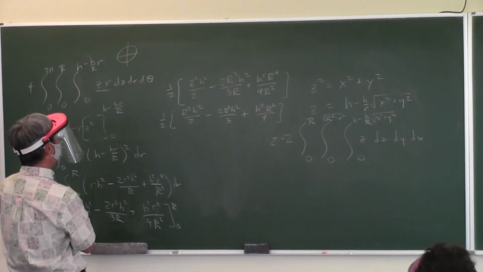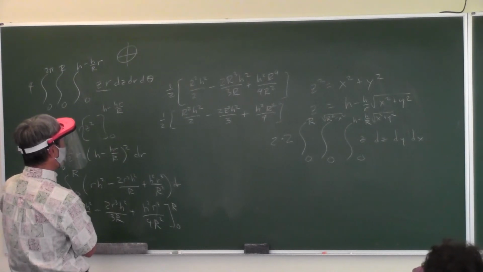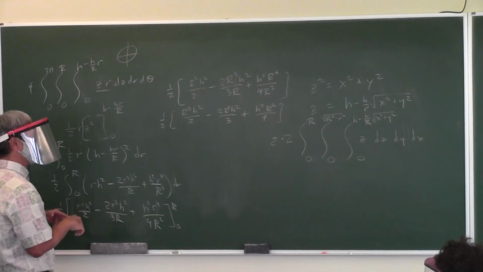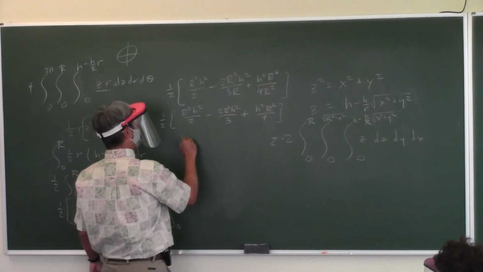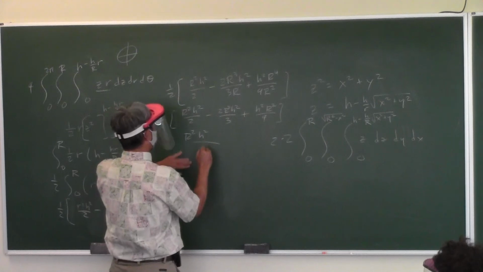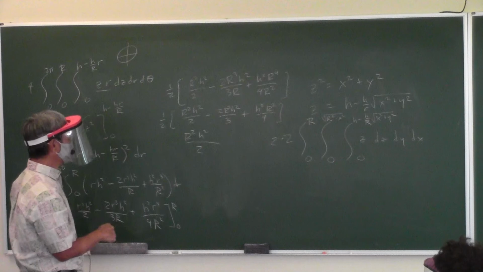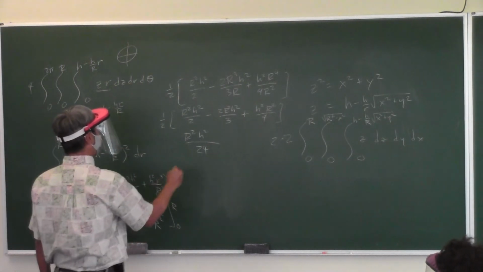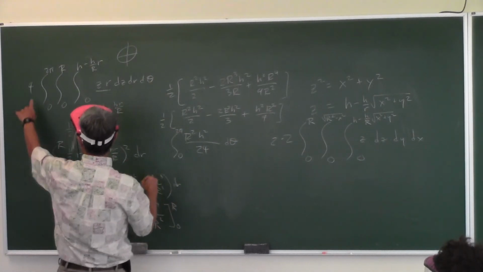So least common denominator, can we do this in our head? 12. 6 minus 8 plus 3. It's 1, that's just 1 then. So it's 1 R squared H squared over 24. 1/24. Is that right? Yep. Okay, now we gotta integrate with respect to theta from 0 to 2 pi, and don't forget the 4 in the front.